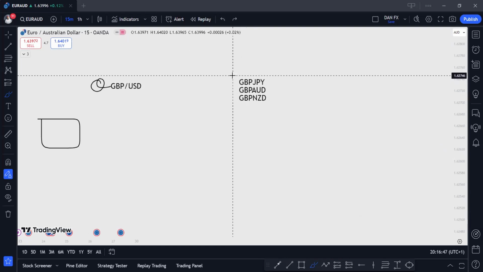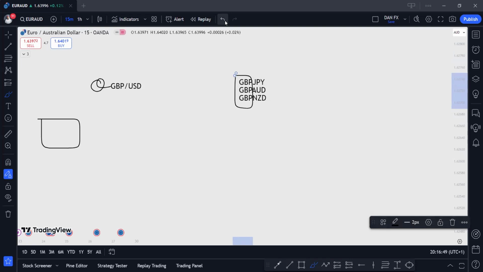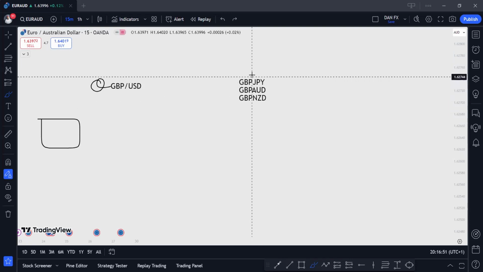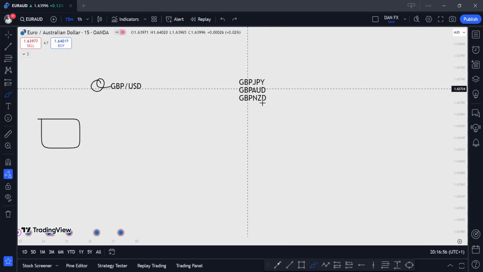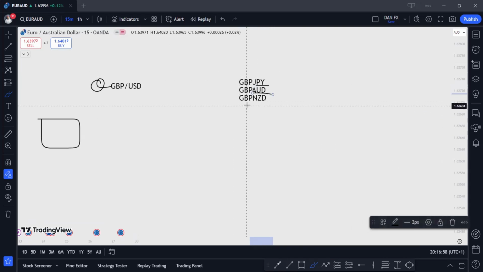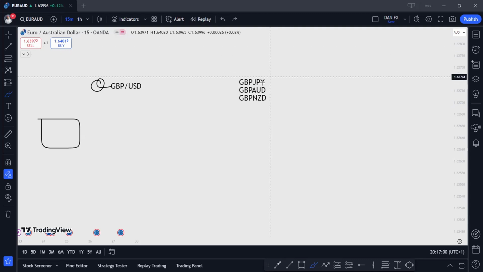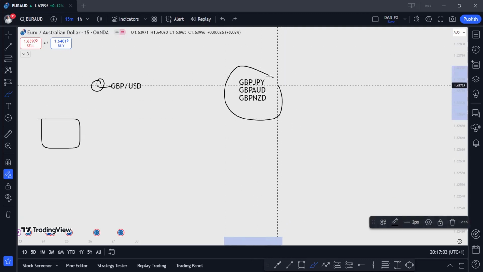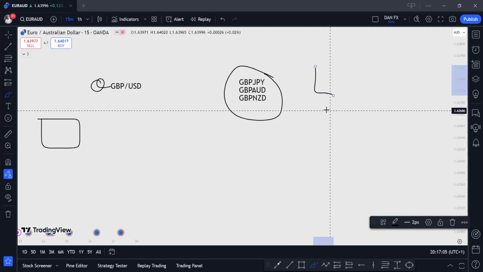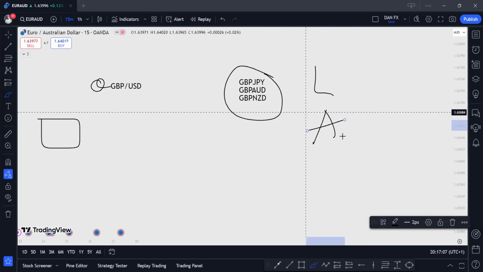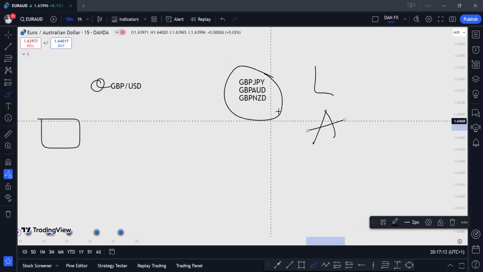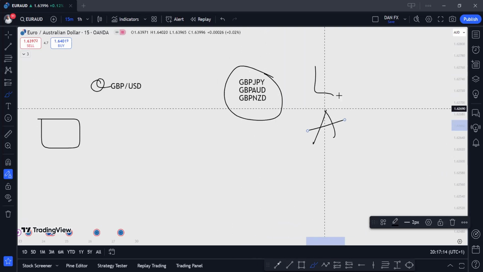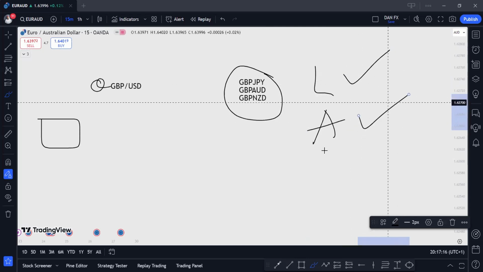So this could move during London session, right? But we don't have any New York session currency in this. We have JPY, we have AUD, and we have NZD. Now, that means the active sessions for these currency pairs would be London session and Asian session. These are the active times for GBP JPY, GBP AUD, and GBP NZD. So it's going to move during London session and it's going to move during Asian session, right? So now we've established that fact.